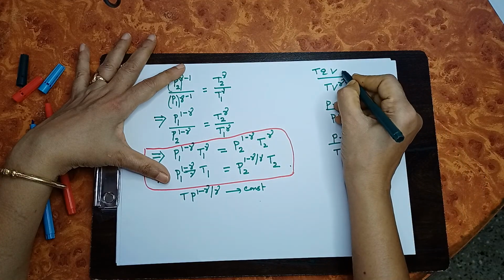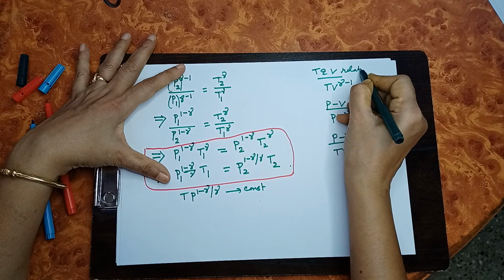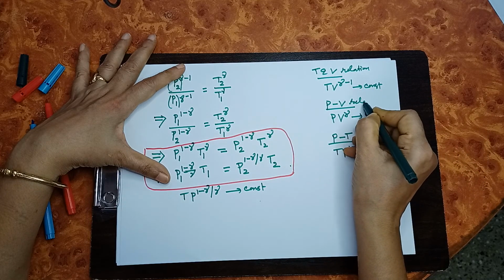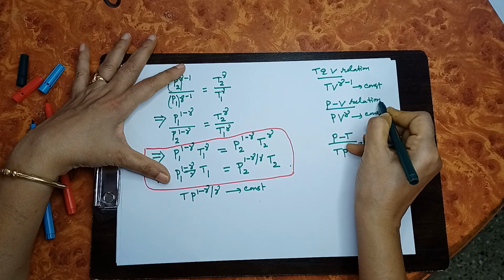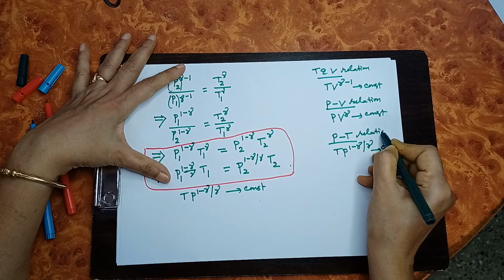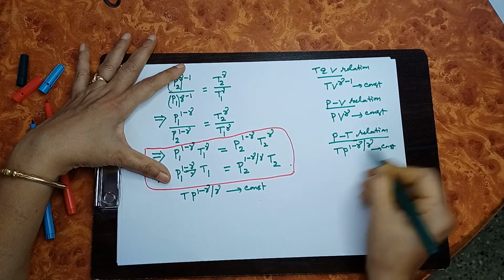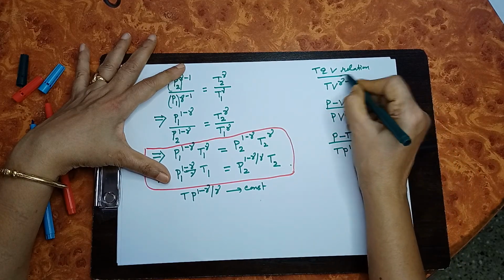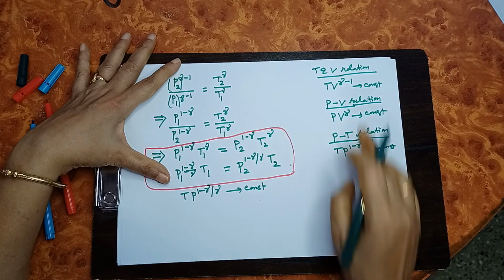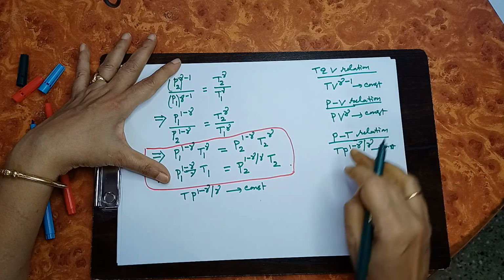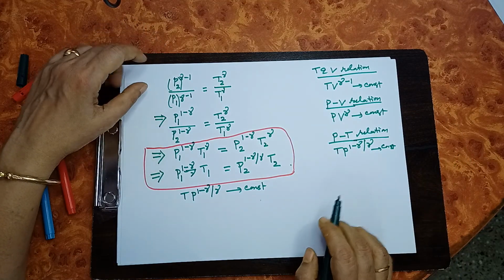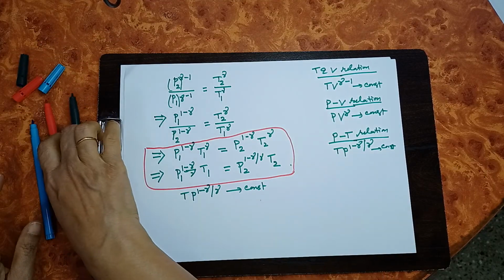So this is the temperature volume relation, this is the pressure volume relation, and this is the pressure temperature relation. These are the relations between temperature and volume, pressure and volume, and temperature and pressure in adiabatic reversible process. Hope you have understood. Thank you.